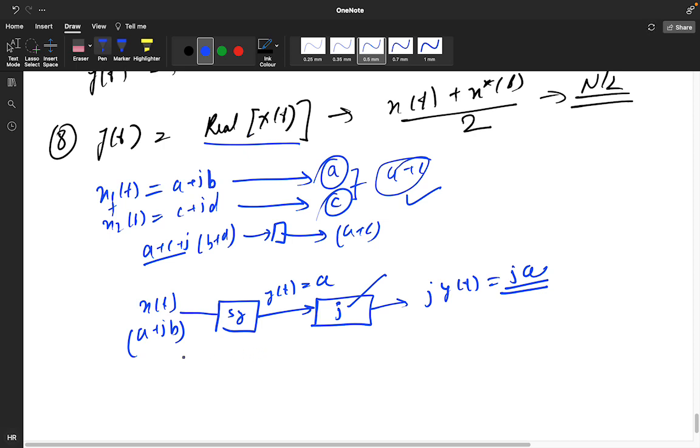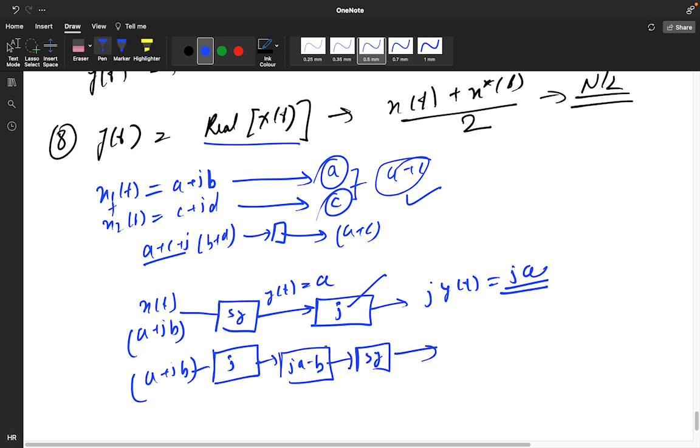Now what I am doing is scaling first. So a plus jb, if I do the scaling first, I get ja minus b. Now I pass it through the system, and I get the real part, which is minus b. So these two are not equal.